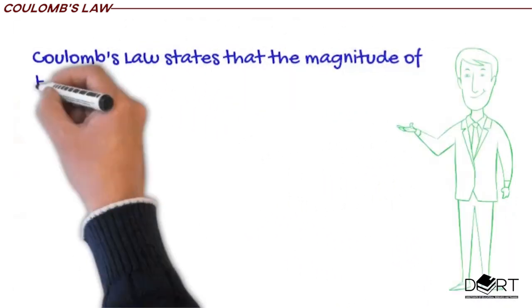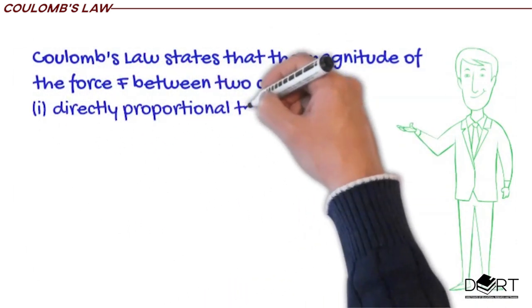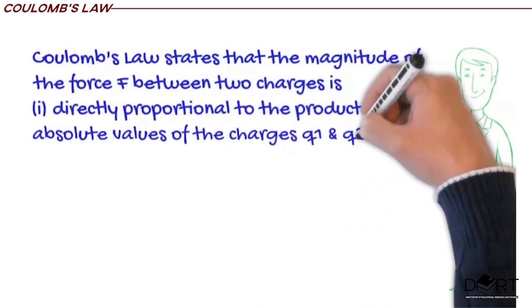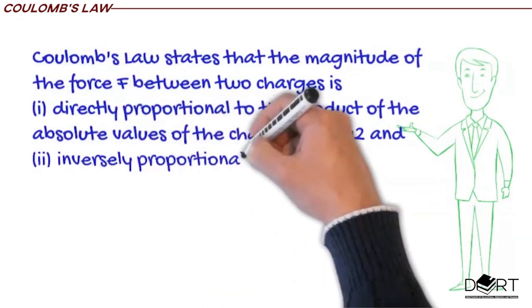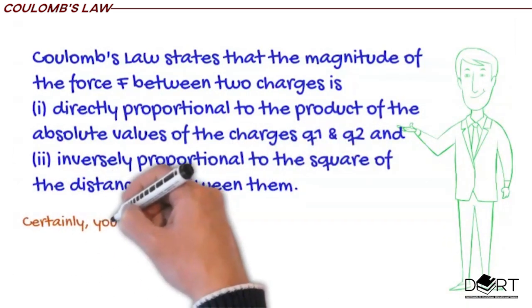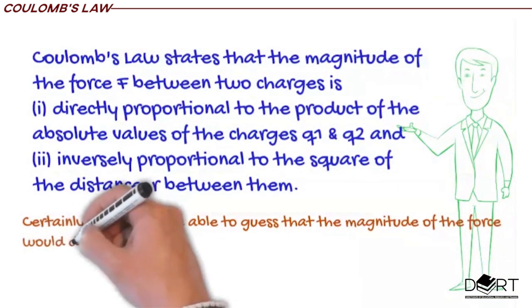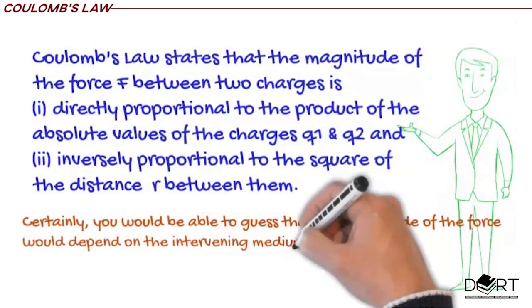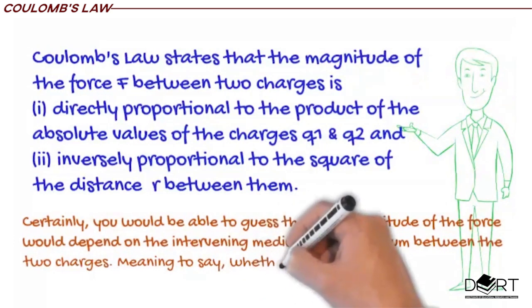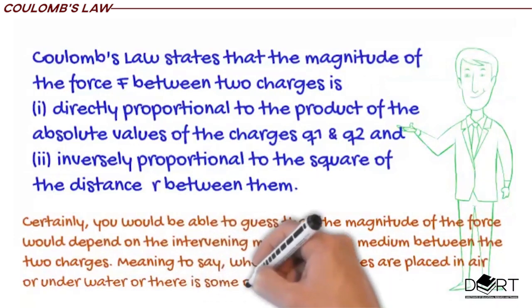Coulomb's law states that the magnitude of the force F between two charges is, firstly, directly proportional to the product of the absolute values of the charges Q1 and Q2, and inversely proportional to the square of the distance r between them. Certainly, you would guess that the magnitude of the force would depend on the intervening medium, that is, the medium between the two charges, whether the charges are placed in air or underwater, or there is some other medium between them.